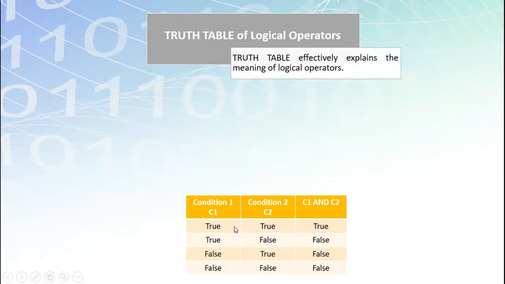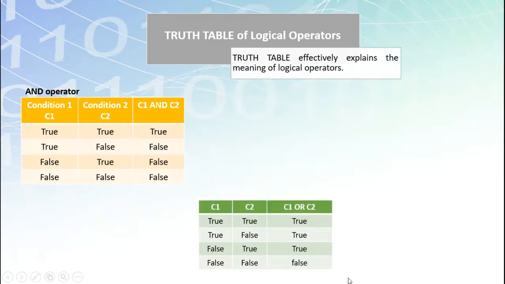If condition 1 is true and condition 2 is true, both the conditions true means the result of the AND operator will be true. If the first condition is true, second condition is false, the result of the AND operator will be false. If the first condition is false, second condition is true, the result of the AND operator will be false. If both the conditions are false, the result will be false. That means, if both the conditions are true, then only the result will be true, otherwise the result of the AND operator will be false.